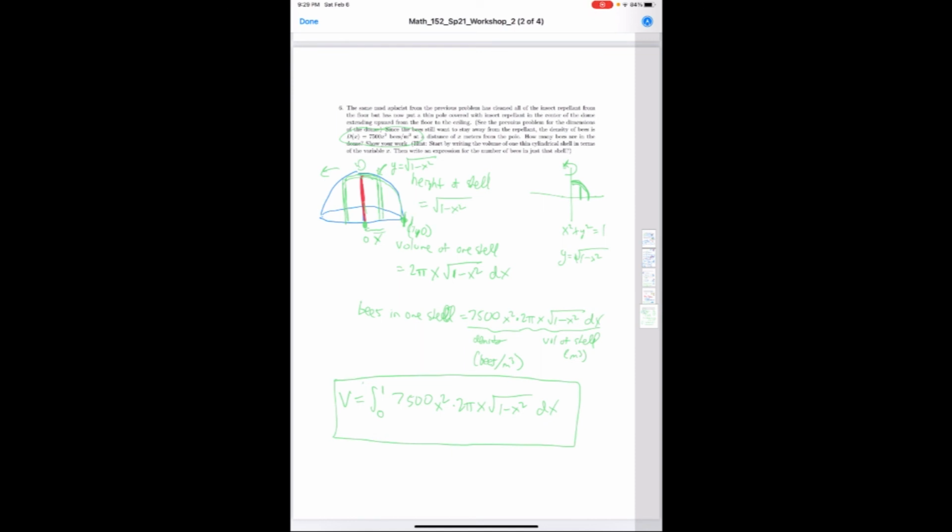and once we integrate here, we get 2,000 pi, or 6283.2 approximately. And of course, it doesn't really make sense to have 0.2 bees. So ideally, the answer would be something like 6,283 bees. Although I think we accepted 2,000 pi as the answer. So either way, that's the answer.